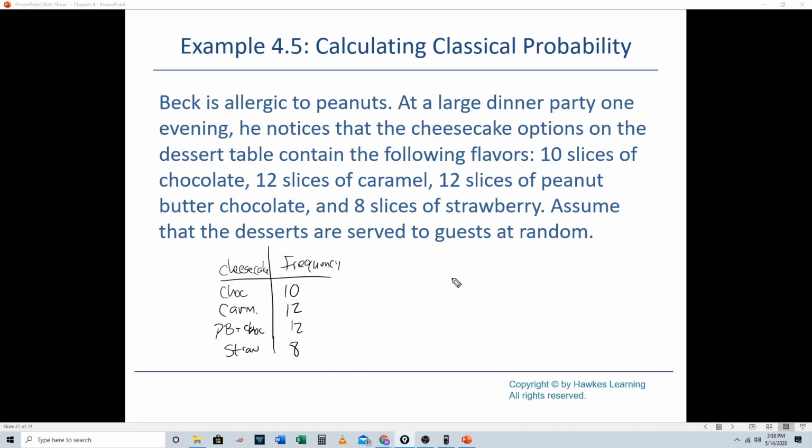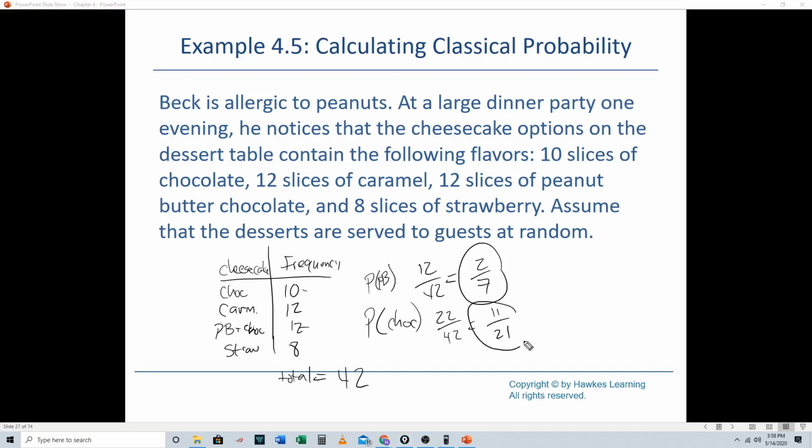Right? So if I want probability, and see here, Beck's allergic to peanuts, what's the probability that he's going to pick something and he's going to be allergic to it? Well, if you add this up, the total, 8, 20, 30, 42. So the probability he's allergic to it would be 12 out of 42, which reduces to 2 out of 7. So this is the probability of peanut butter being in it. The probability of getting chocolate, anything with chocolate in it, would be 10 plus 12, so that would be 22 out of 42, which is 11 out of 21, doesn't reduce anymore.